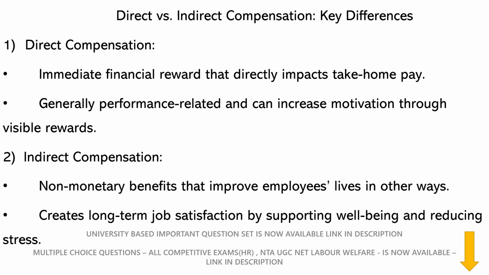So in direct compensation, what is the nature of reward that we are getting? It is in the form of actual cash payments. It is given directly to employees, like salary, wages, bonuses, commissions. All these things are actual cash payments, right? But the nature of reward in indirect compensation is non-cash benefits, which provide support or perks like health insurance, retirement benefits, or any kind of paid leave.